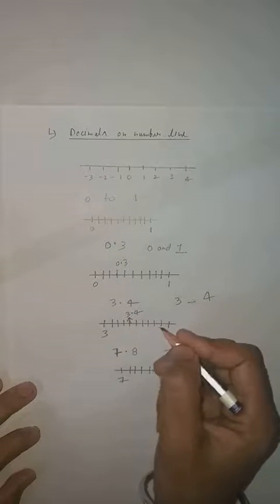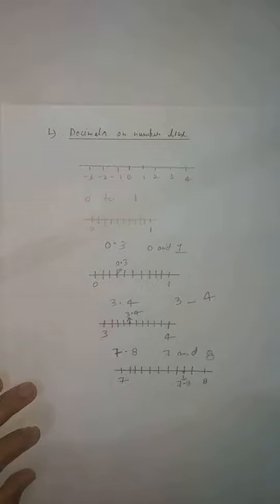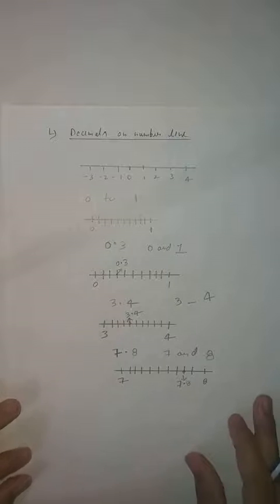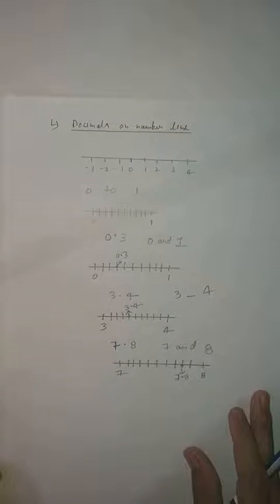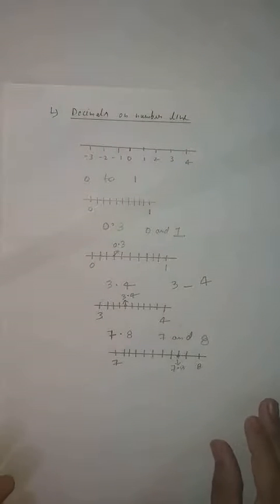And this is 3.4 and this is 0.3. Clear, student? So according to this you can mark the decimal on the number line. I think this is clear, everyone, because this is very easy. Clear, student? So now come to the next topic.